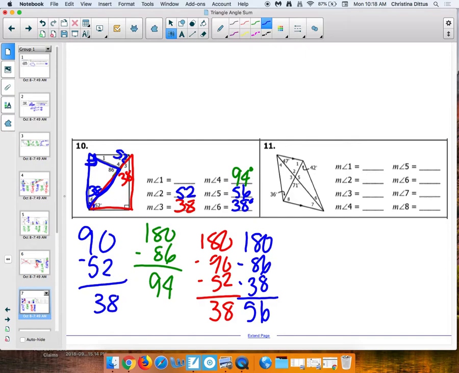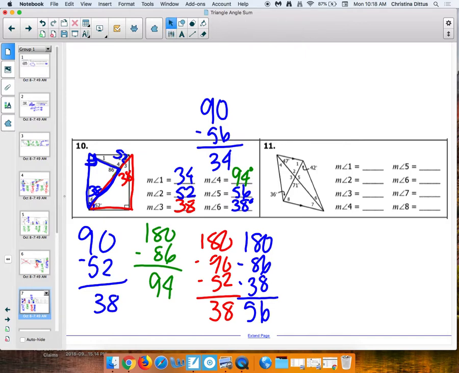They have to be 90. So if I know that 5 is 56, I can subtract that from 90 and get 34. There's a lot going on in that one. But that's okay, we survived.